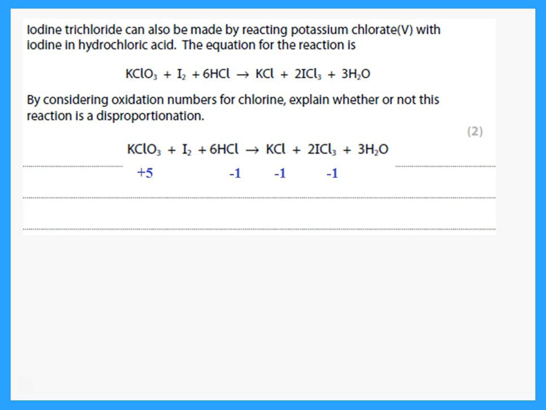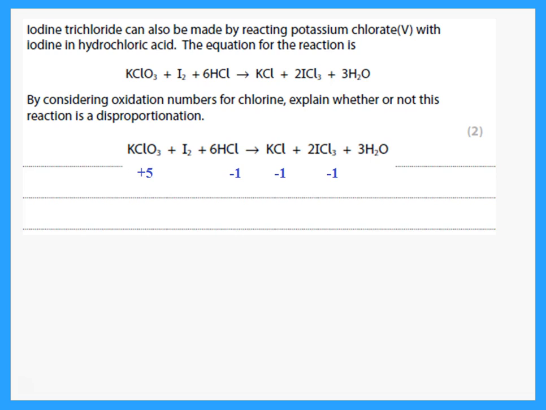In HCl, H is +1, so the Cl has to be -1. In KCl, K is in group 1, it has to be +1, so Cl is -1. In ICl3, we said each Cl is -1. So what is happening to the chlorine? It started with +5 and it changed to -1. That is decrease, that is reduction. But there is no oxidation.